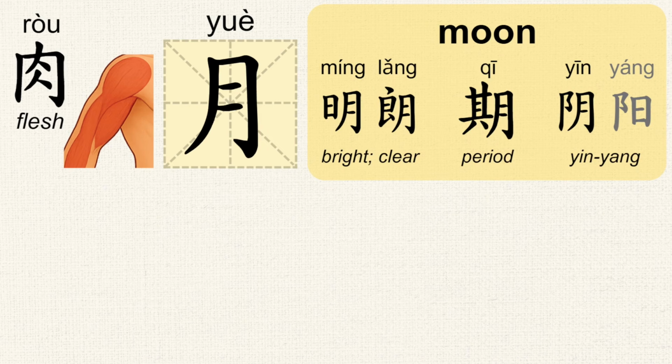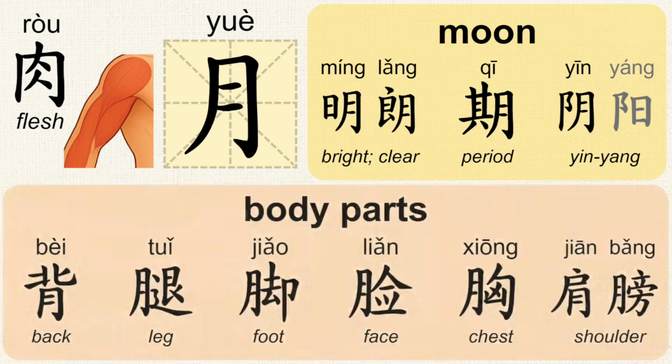bright, qi, which is a stage or a period of time, as in xing qi for week, and yin yang, which contrasts the darkness of the moon with the brightness of the sun. But in most cases, yuezipeng signifies flesh. For instance, most characters of body parts contain it, like at the bottom of bei, the back, or tui, the leg, jiao are the feet, liang is the face, xiong the chest, and jiangbang are the shoulders.